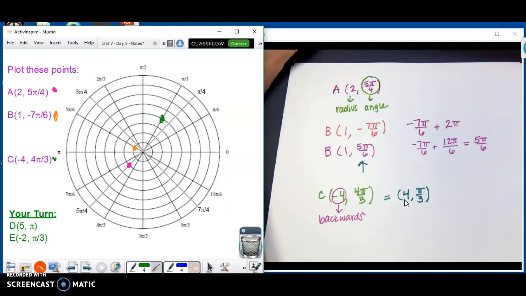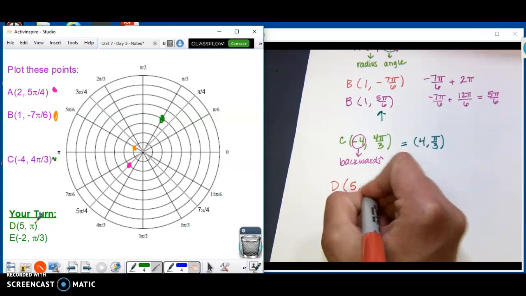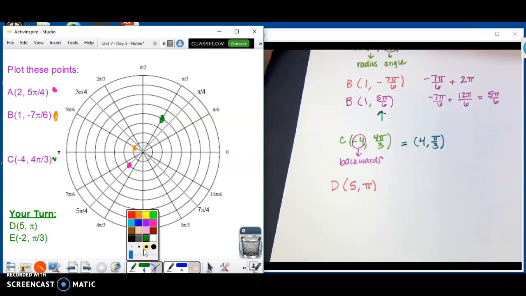So with polar coordinates, there are multiple ways to rewrite every point. Because think about coterminal angles. There are an infinite number of coterminal angles, so you could write this. Alright, so if we look at point D, we have 5 pi. So, let's do this one, this lime green. So for 5 pi, we're going to find pi, which is here. We're going to go to the center, and then we want to move 5 spaces. So 1, 2, 3, 4, 5. And that's where our point D would be.